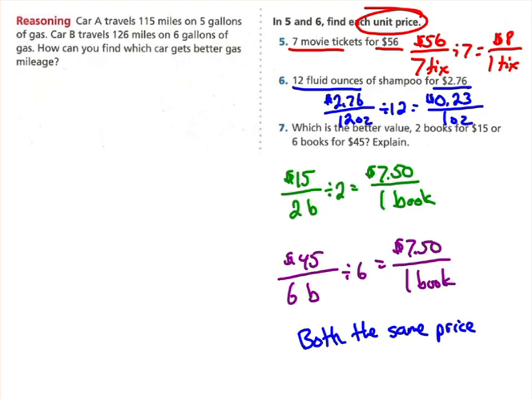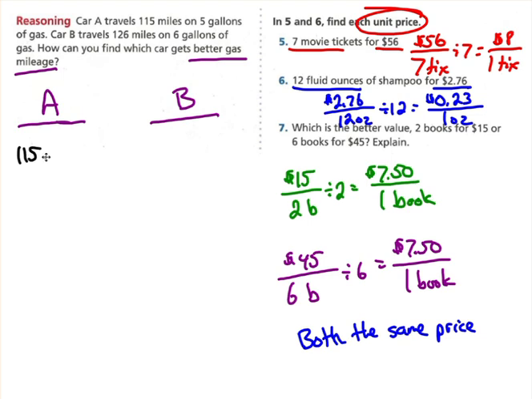All right. Last one. Over on the left, it says car A travels 115 miles in 5 gallons. Car B travels 126 miles in 6 gallons. Which car gets better gas mileage? So who can go farther on a gallon of gas? So let's do A and B. Again, if you feel like you got this one, go to town. If you don't, follow along with me as I do the problem.